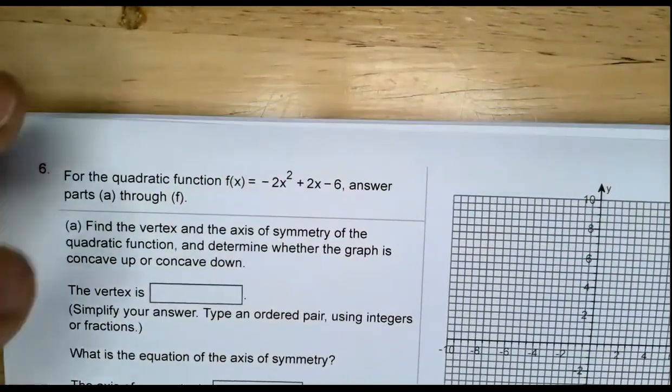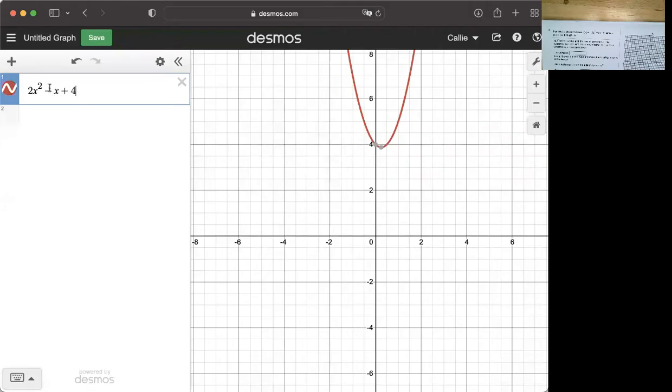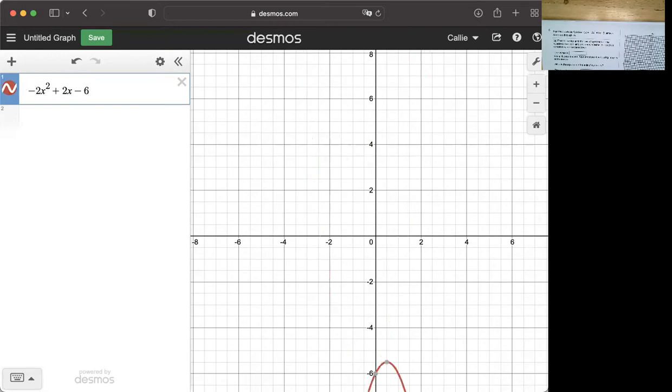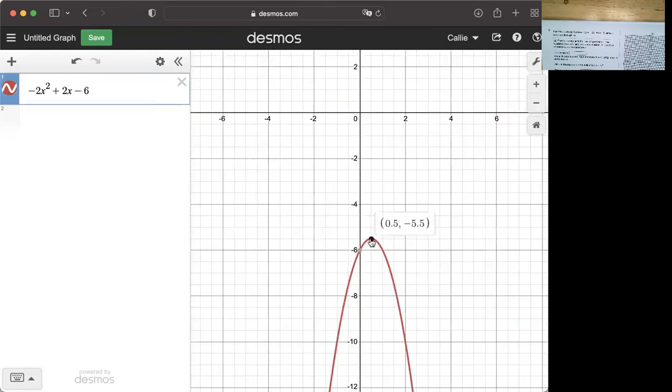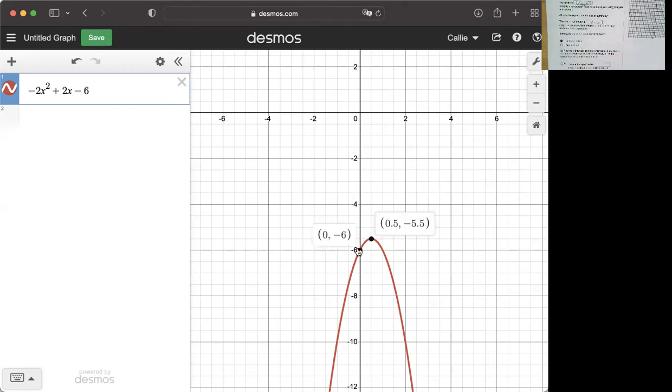All right, now we have negative 2x squared plus 2x minus 6. Here the vertex is 0.5, negative 5.5. The axis of symmetry is x equals 0.5. X equals whatever your x value is. It is concave down because that a value is negative. There are no x-intercepts because it opens down. The y-intercept is 0, negative 6, or you can just say negative 6.